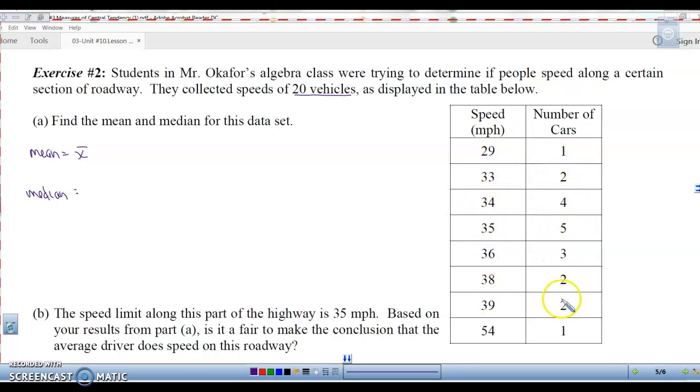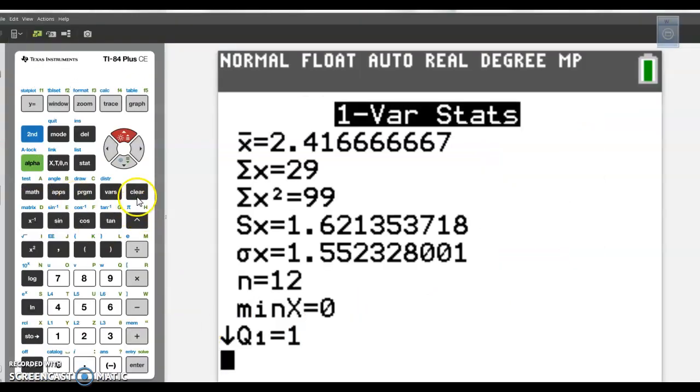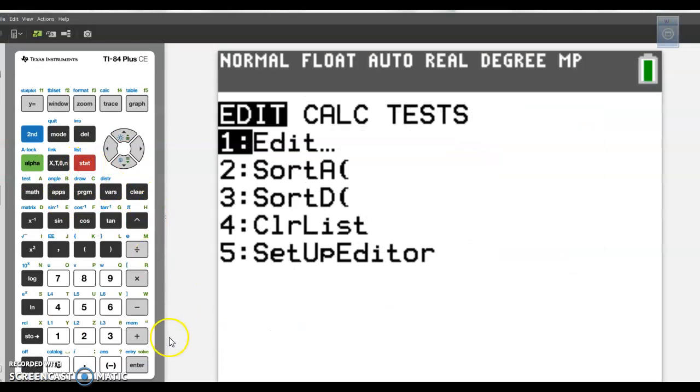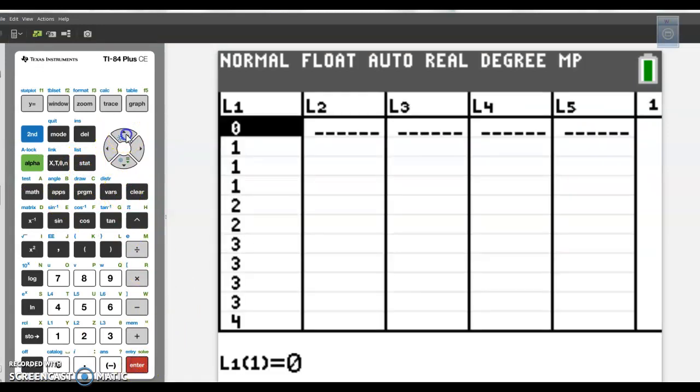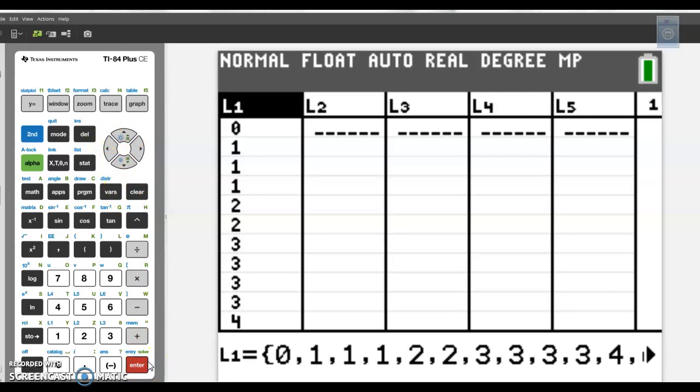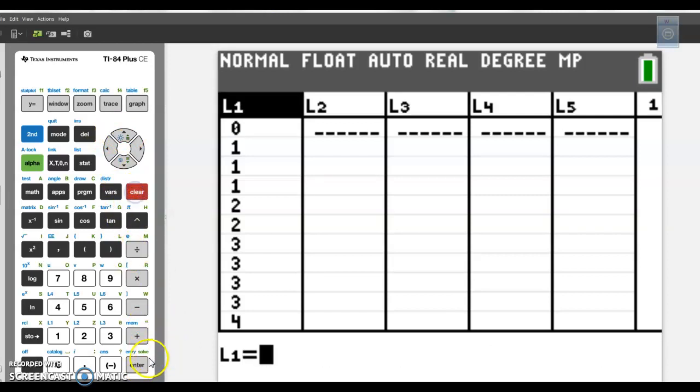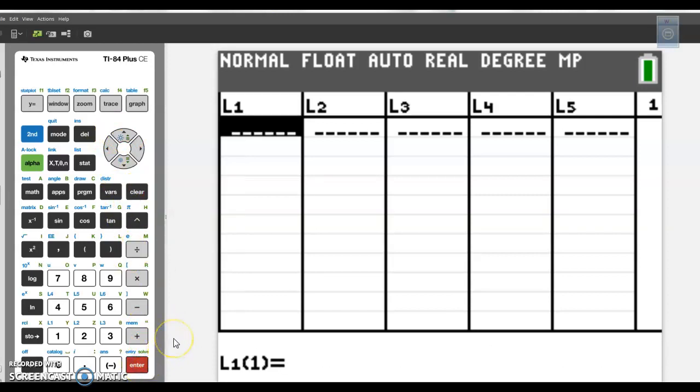Now you can enter this table in your calculator, or you can enter each one individually. I'm going to have you do it individually just for our purposes today. So when you do this on your calculator, you want to go to Stat, Edit. I'm going to clear this out. All right, up, enter, clear, and enter. And then you want to enter your speeds.